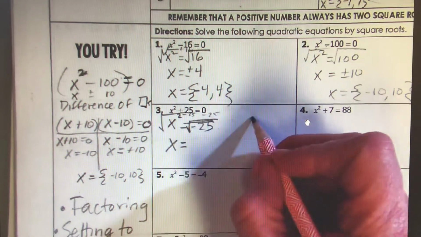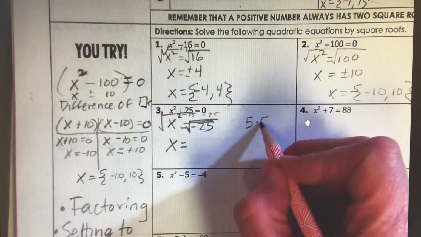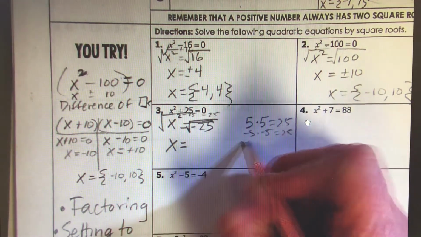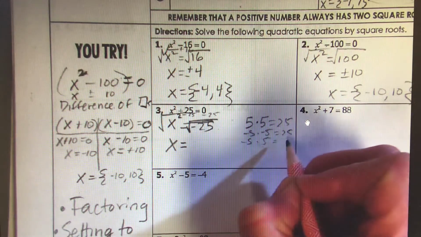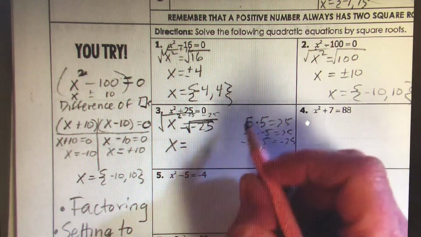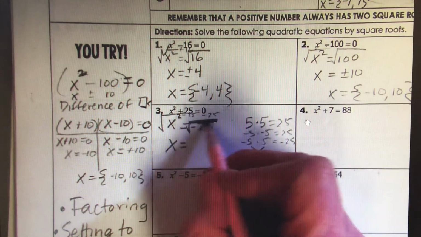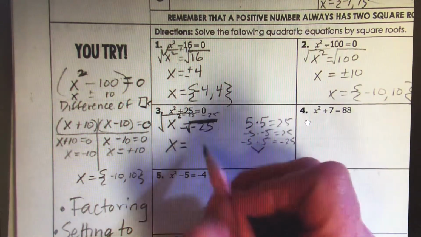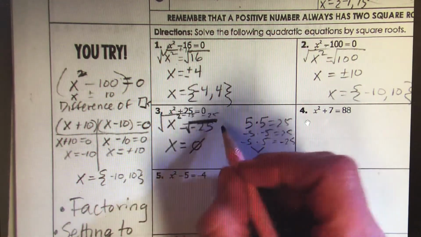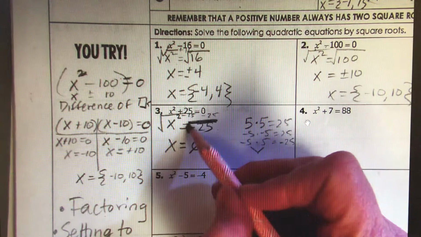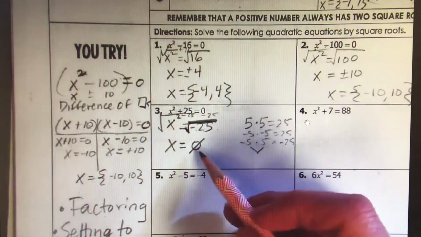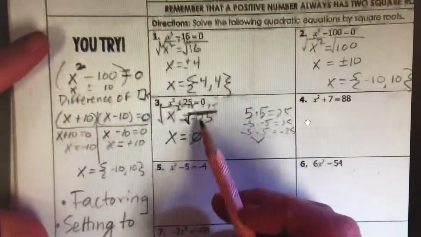Is there any number, like 5 times 5 is 25. Negative 5 times negative 5 is still 25. Negative 5 times 5 is negative 25, but these are not the same numbers, so they are not roots. There's no real solution to this. You are going to learn later that there are imaginary solutions, but for your purposes right now, there is no real solution if it's negative.